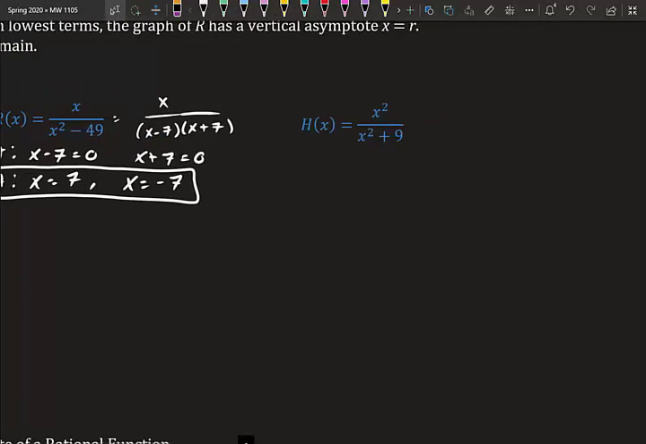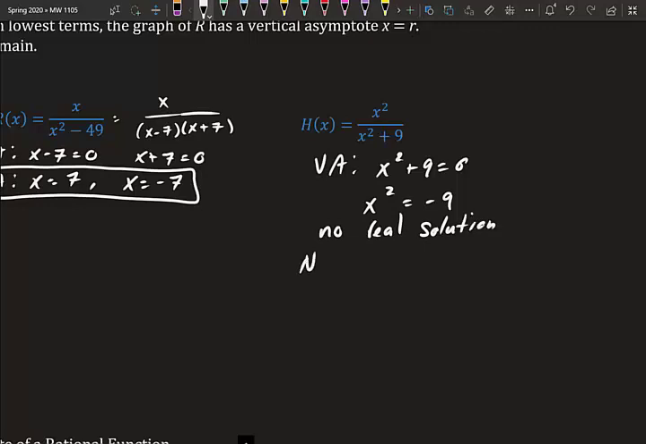All right, so next, we cannot factor because that's not a minus, so it's not a difference of squares. So since we can't factor, we're going to set the bottom equal to 0. So let's go ahead and subtract 9. I can't solve that. You can't take the square root of a negative number, so it's no real solution, meaning you have no vertical asymptote. It's possible to have no vertical asymptote.